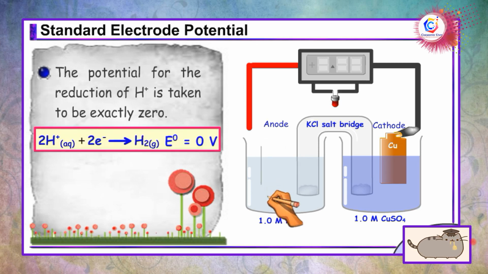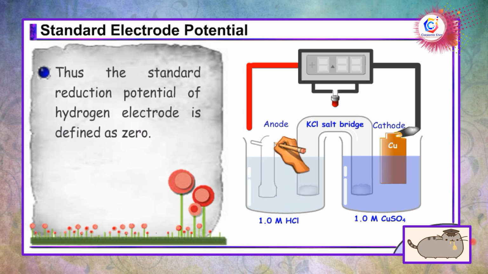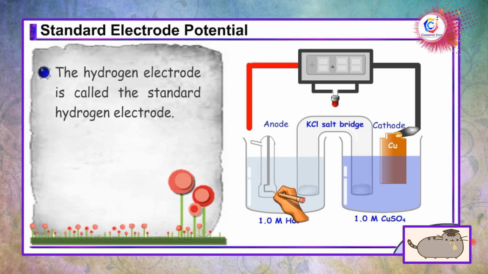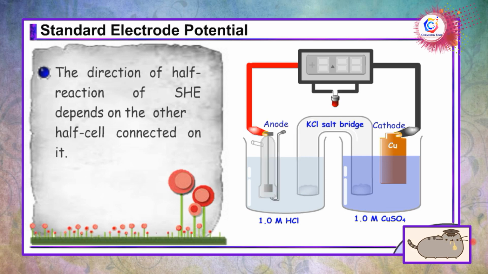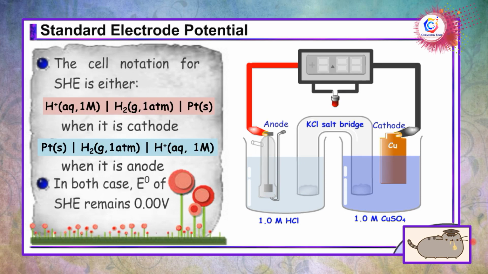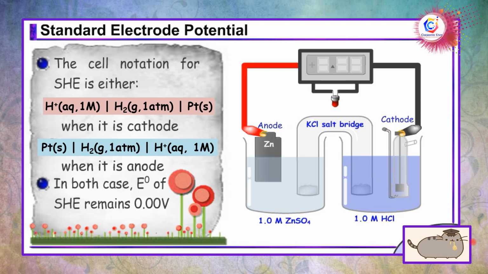The potential for the reduction of H+ ion is taken to be exactly zero. Thus, the standard reduction potential of the hydrogen electrode is defined as zero. The hydrogen electrode is called the standard hydrogen electrode, SHE. The direction of half reaction on SHE depends on the other half cell connected to it. The SHE can be either a cathode or an anode. However, in both cases, E0 of SHE remains 0.0 volt.